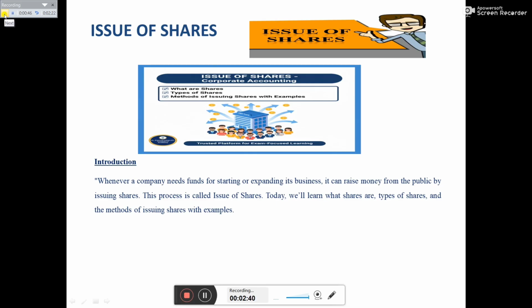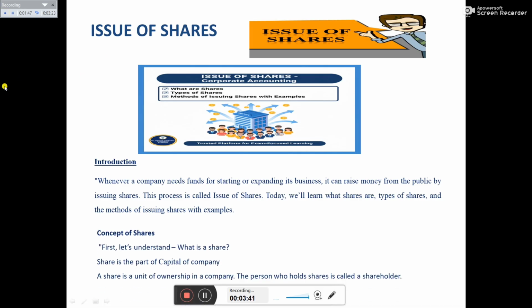See, whenever a company needs funds, that is money, for starting or expanding a business, it can raise money from the public. They go to the public by issuing shares. If they want capital to start the business or expand the business, when there is a shortage, they approach the public for raising the required capital by issuing shares. That process we call the issue of shares. That is the main concept behind it.